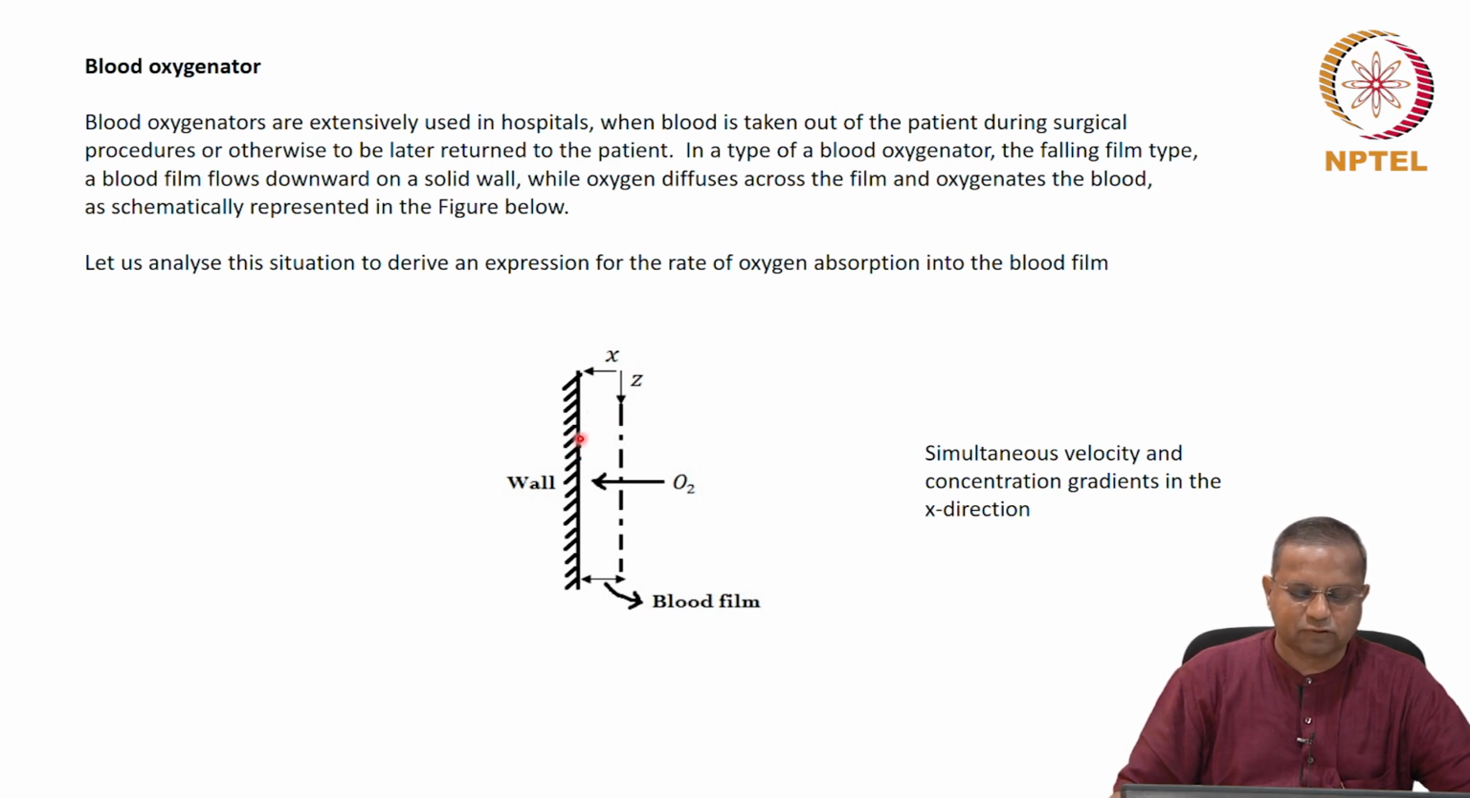The velocity in the layer closest to the wall will be 0, and the layer that faces the air, here oxygen is diffusing from the air, the layer that faces the air will have the maximum velocity, which we have already seen. So you have a velocity gradient in the x direction. X is this here, and in z also there are quite a few things that come about. So you have a simultaneous velocity gradient as well as a concentration gradient here.